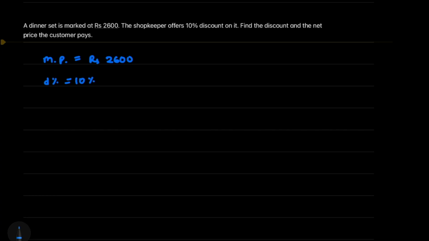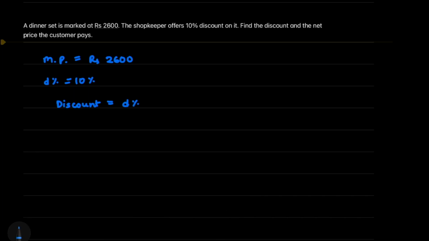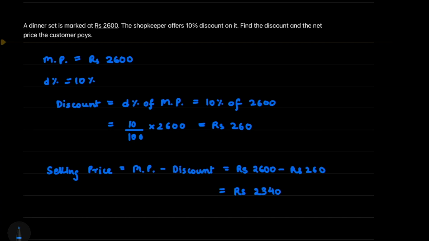Our amount discounted, or just basically the discount, can be calculated as D% of MP, and that comes out to be 10% of 2,600. When we simplify this, we have 10 over 100 times 2,600, which comes out to be rupees 260. So the new selling price would be our marked price minus discount, and this comes out to be 2,340. And that's how we do this question. This is a very simple one. Let's move on to a bit more complicated one.